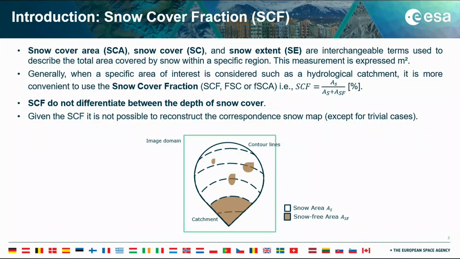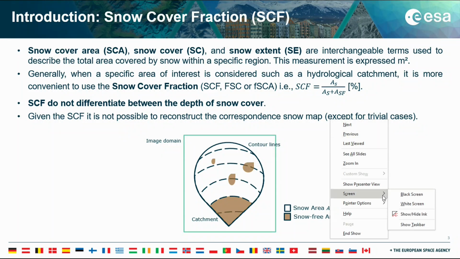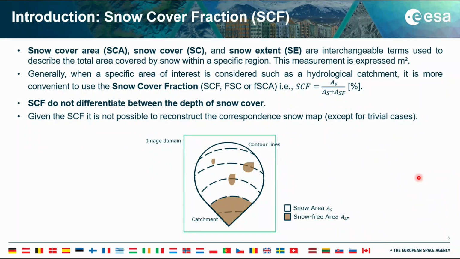The snow cover area actually has many names around the literature, so you can call it snow cover area, snow cover, snow stand. It is always the same and refers to the fact that we are measuring the square meters that are covered by snow. Normally, we are doing this confined in a given catchment, so for a more convenient way to express it, we are just taking the ratio between the snow area and the total area of our catchment.